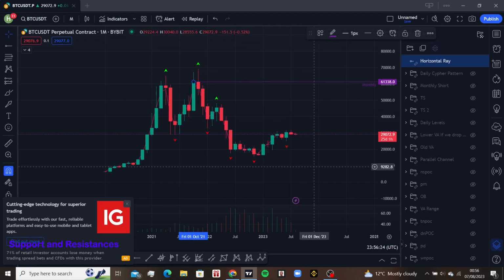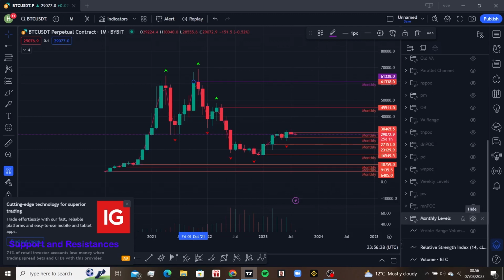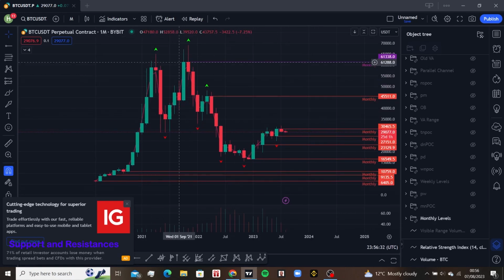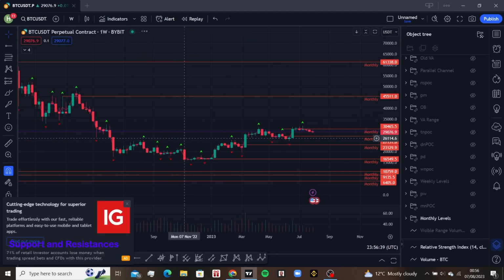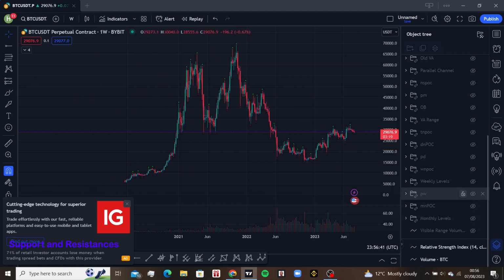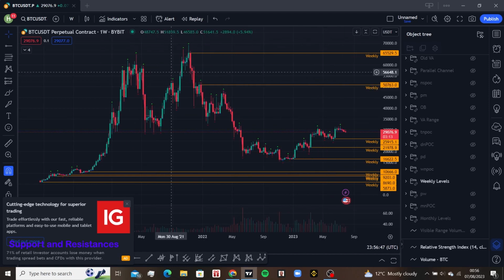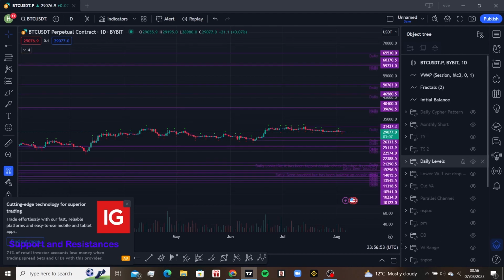What I like to do is mark them all out and then put them into a little folder. Here you go. Of course, I then work my way down, so from my monthly to my weekly, which I have marked out here. And then again I do this with my dailies. So here are my dailies.